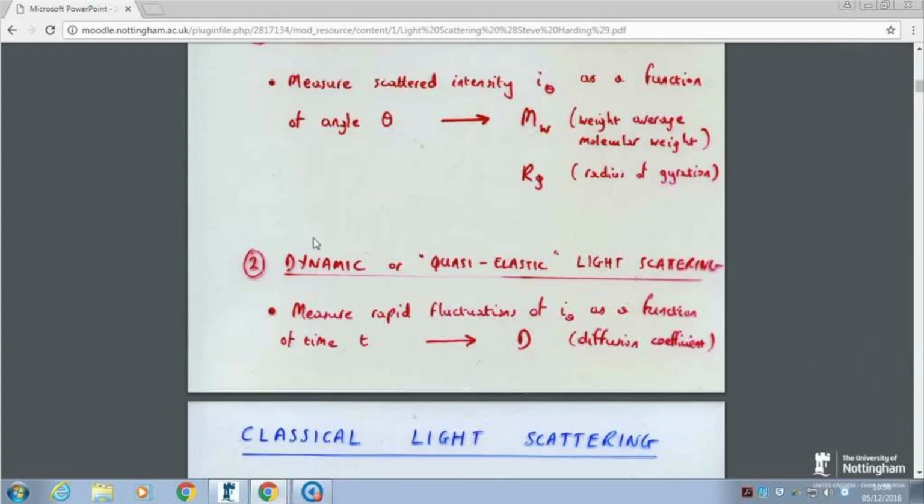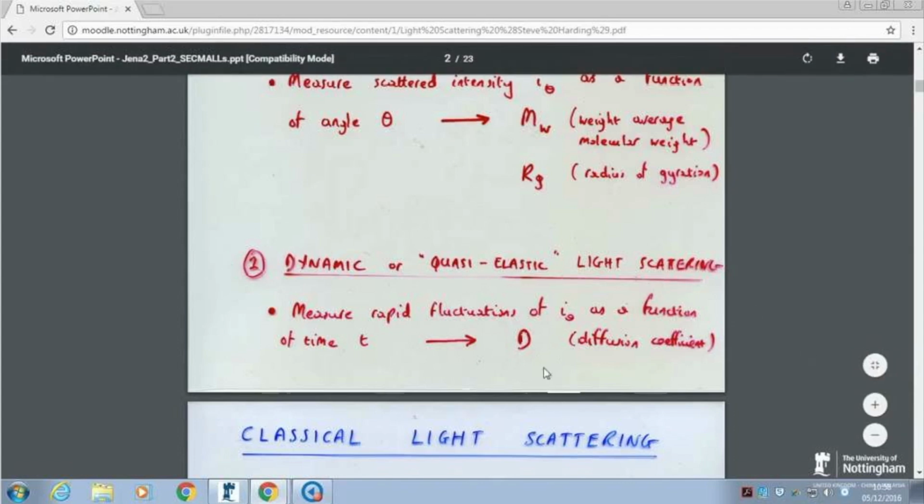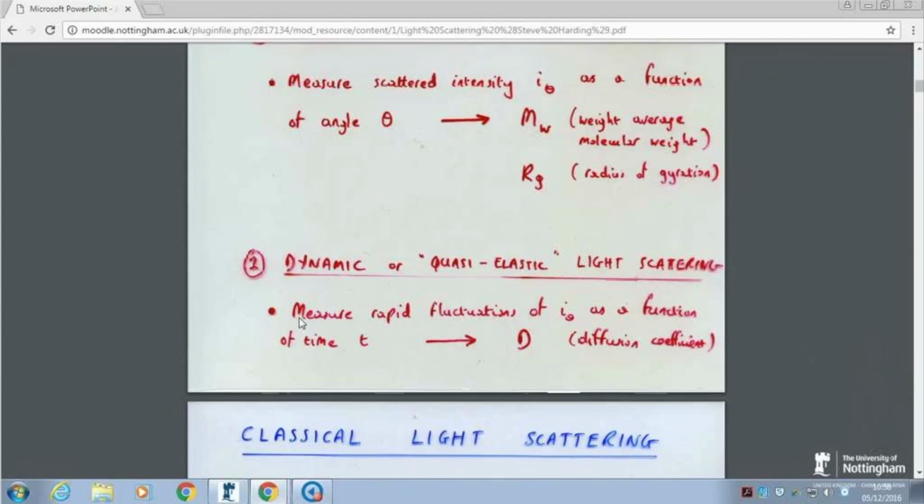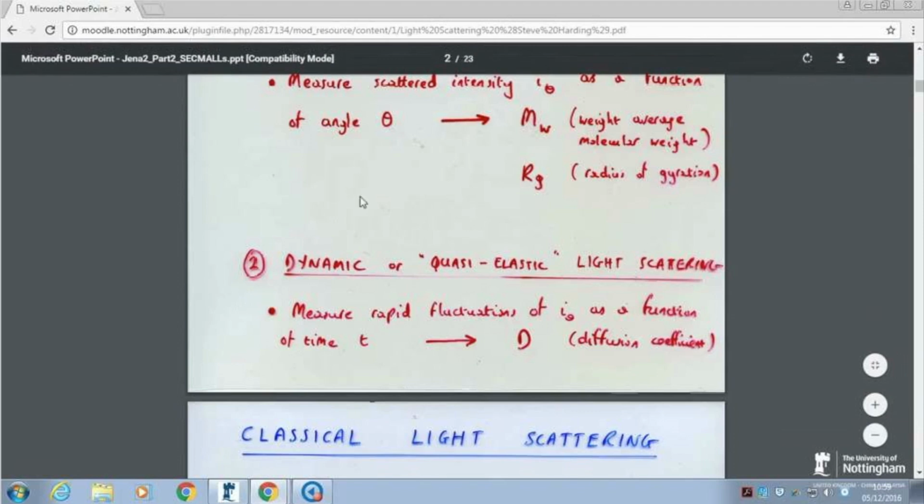So we do dynamic light scattering in the structural biology module next semester. This is probably convincing ABI students to choose the bioinformatics module instead of structural biology. But no, that's the second type, which is also extremely popular, particularly in the biopharma industry.